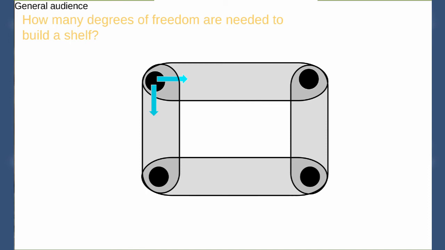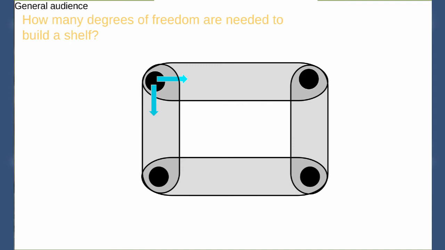And you can ask yourself, is this shelf stable? If I put books on top of it, will it stay put or will it move about, wobble, or fall apart? What do you think? Stable. You think it's stable? Okay, that's the thing, it's not. And the beauty of it is that you can use very simple math to show that it's not and why it's not.